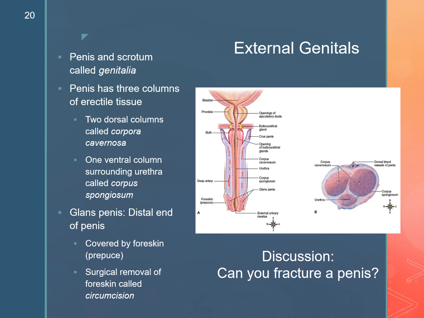The glans penis is the most distal portion of the penis, or the head of the penis, and it is covered with foreskin, referred to as the prepuce. Now, shortly after birth, this can be excised, and we refer to that as a circumcision. So my question to you is, can you fracture a penis? I'll leave you with that thought.